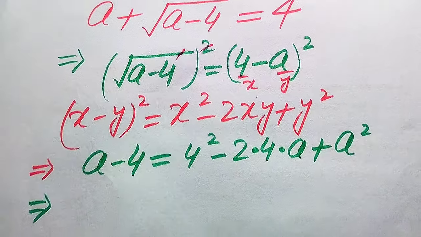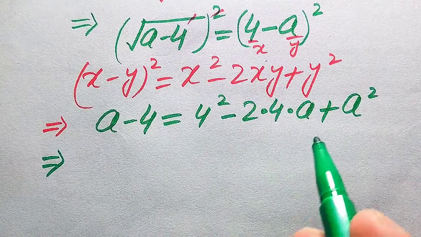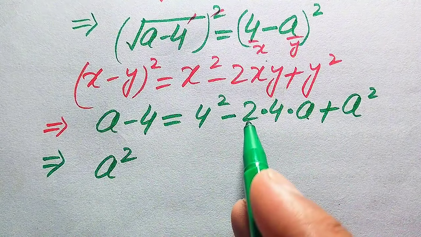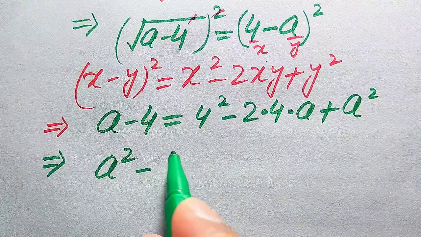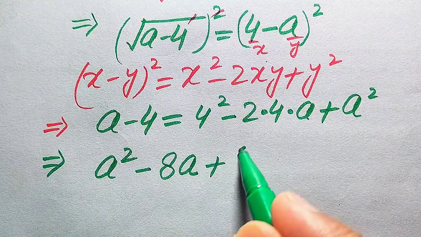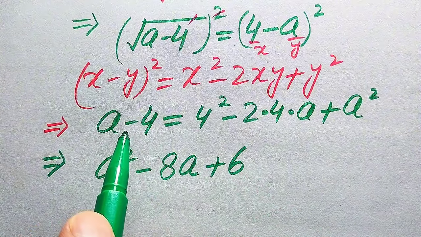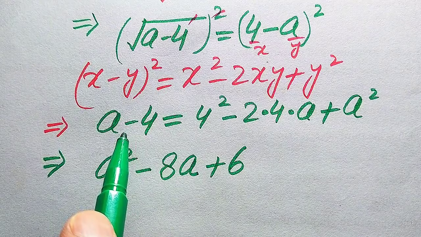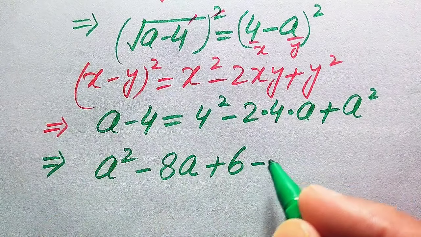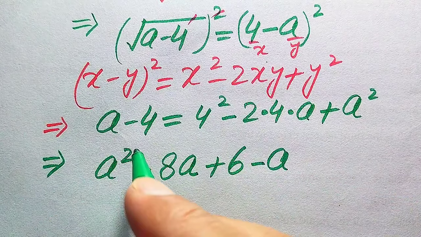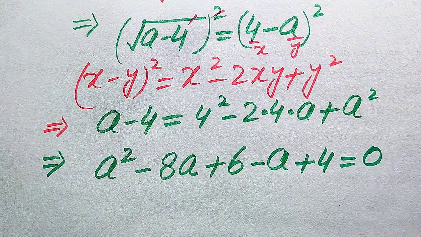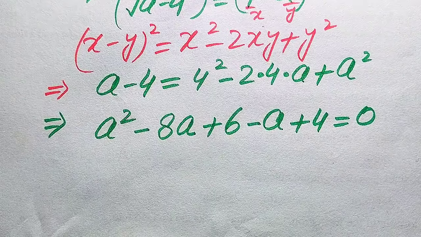And further in the next step we need more simplification and it will be written as a square, and minus 2 times 4 becomes minus 8 times a, and 4 square becomes 16. We move both of these two values from the left hand side to the right hand side. This is the positive a, when we move it to the right hand side it becomes negative a, this negative 4 becomes positive 4, and this whole equation is equal to 0.